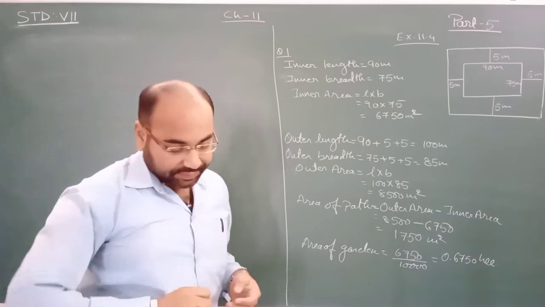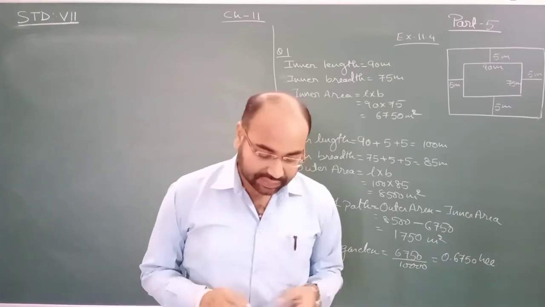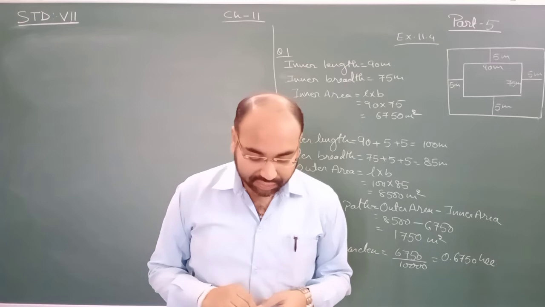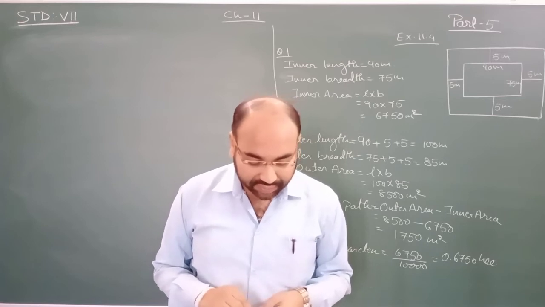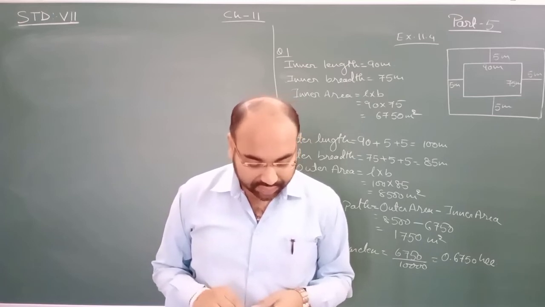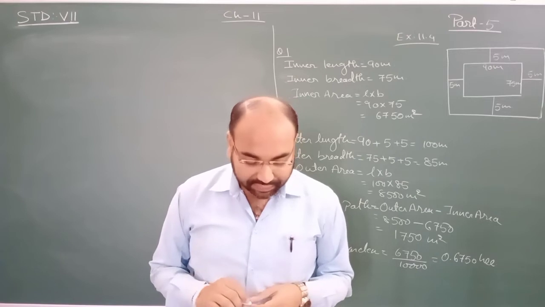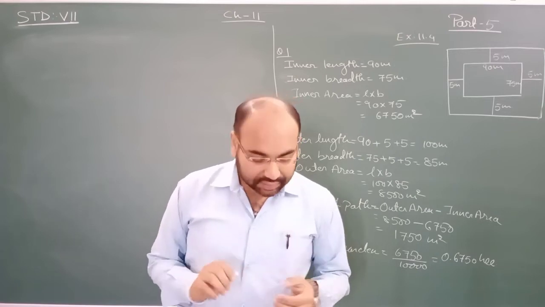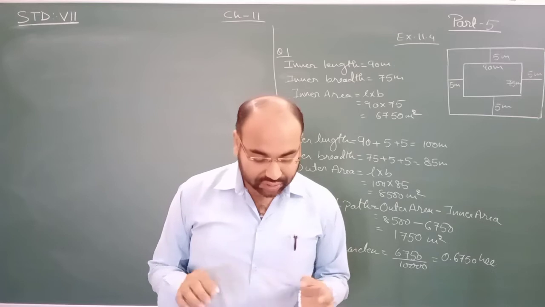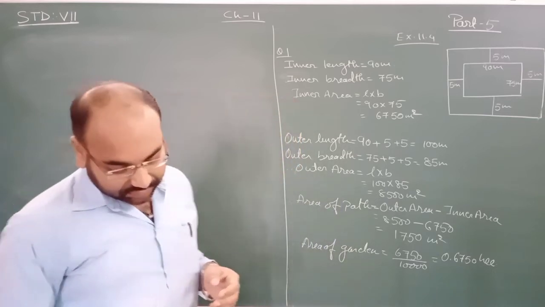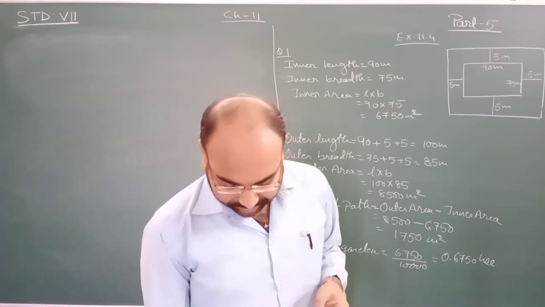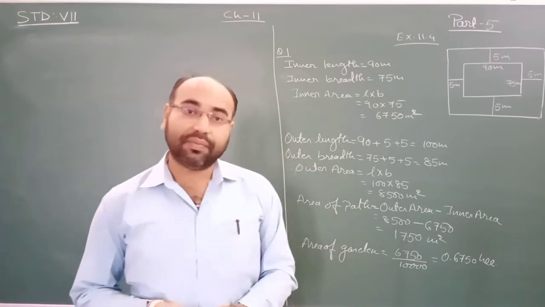Now second one: a 3 meter wide path runs outside and around a rectangular path of 125 meter and breadth 65 meter. Find the area of the path. So again same type of questions. Second one you have to do it by yourself.